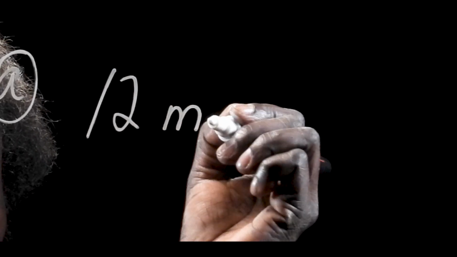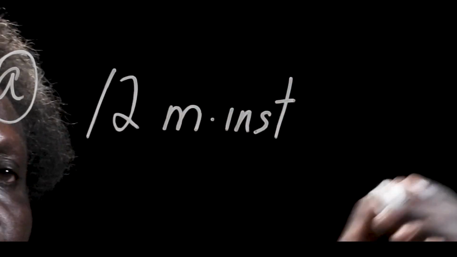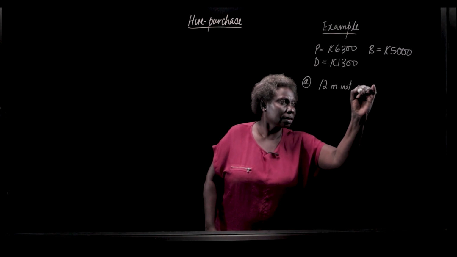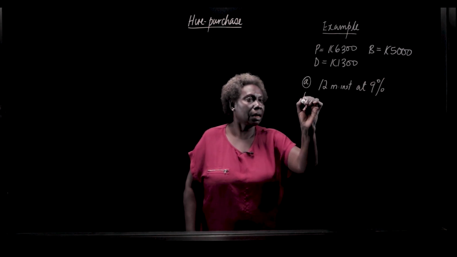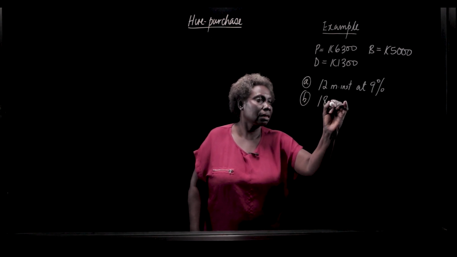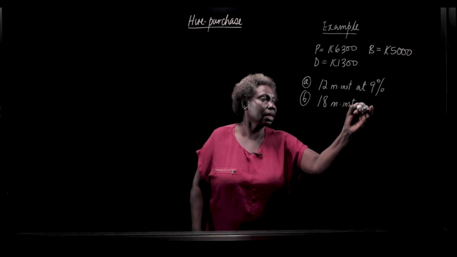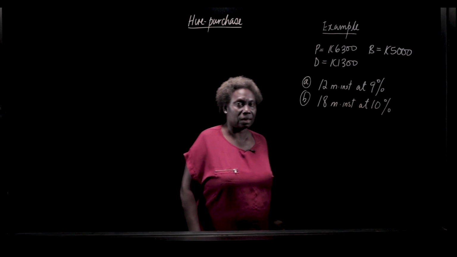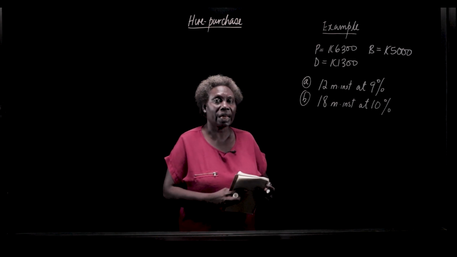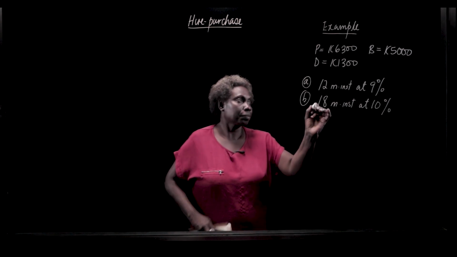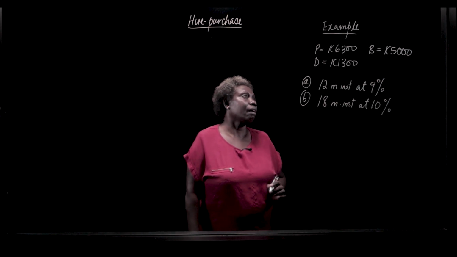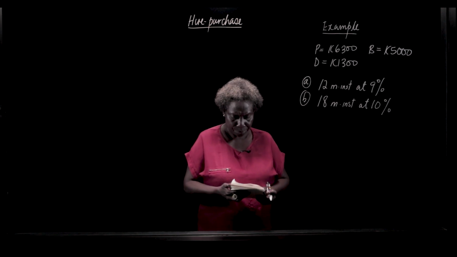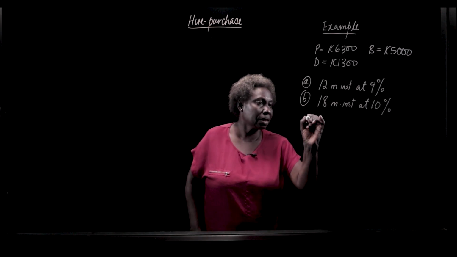He has two options. Option A, 12 monthly installments at 9%, and B, 18 monthly installments at 10%. Let's look at option A. For option A, we know that the balance is 5,000 kina. So he has interest, and we'll have to calculate it.